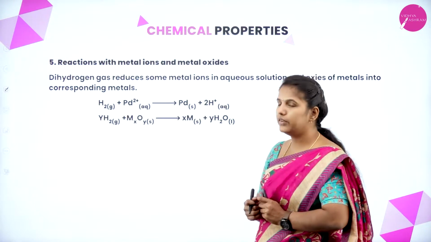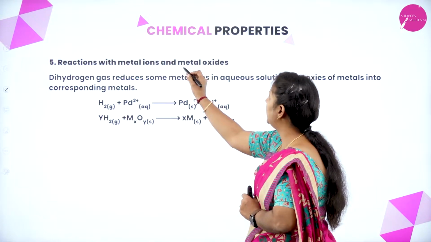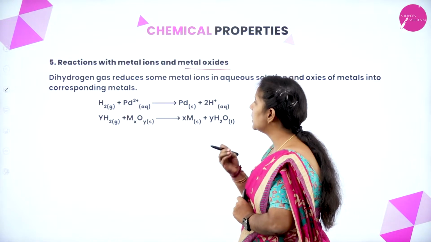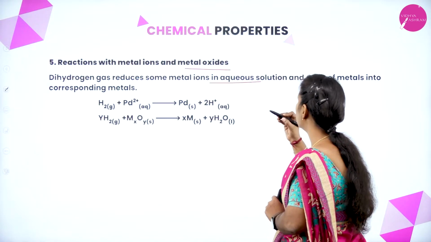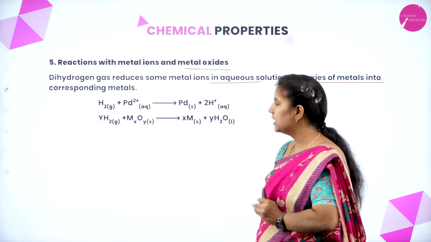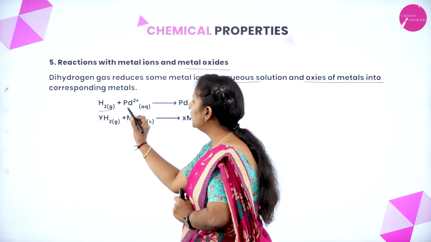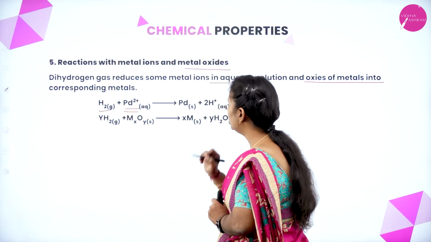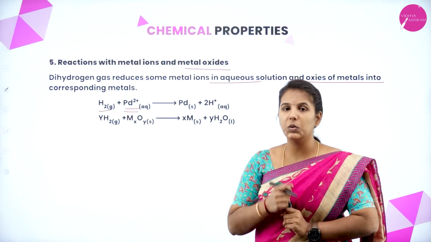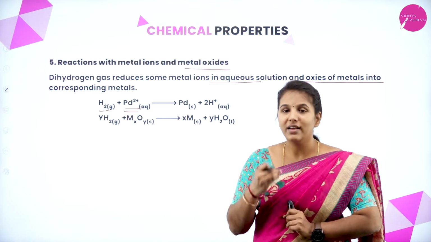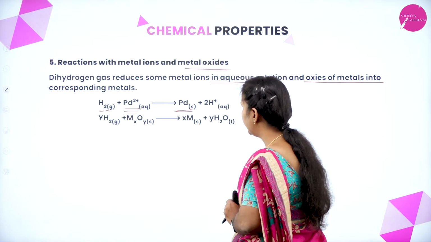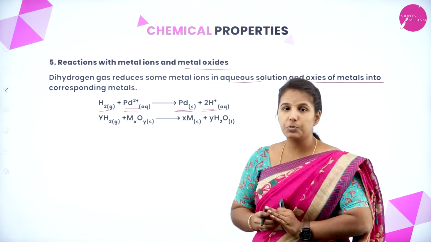Next is reaction with metal ions and with metal oxides. Dihydrogen gas can reduce metal ions in aqueous solution and oxides of the metal into the corresponding metals. Here you can see that dihydrogen is reacting with a metal ion. I have used the palladium ion here, which is a metal ion. When dihydrogen reacts with the metal ion, it forms what? It reduces the metal and gets converted into H plus ion.